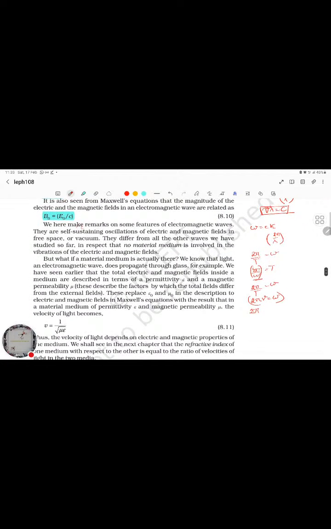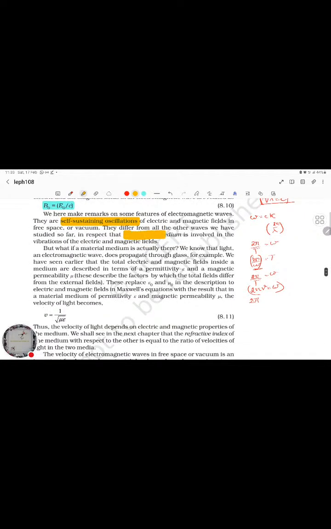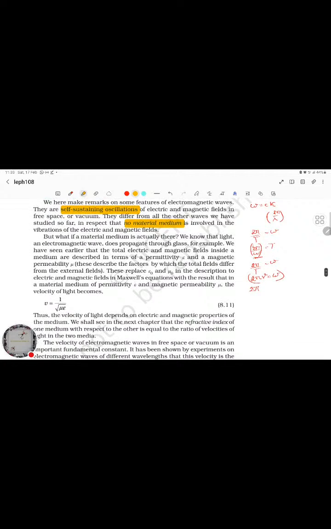Fine. So here we make remarks on some features of the electromagnetic waves. They are self-sustaining oscillations of electric and magnetic fields in free space. So the first remark is that they are self-sustaining oscillations. They differ from all the other waves we have studied so far in that no material medium is involved in the vibrations of electric and magnetic fields. So in electromagnetic waves we do not need any medium for their propagation.